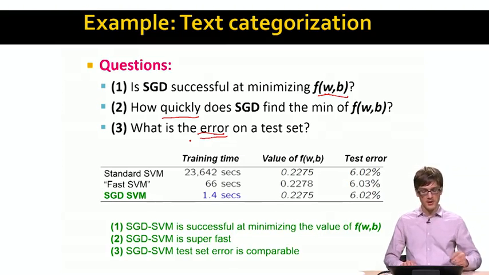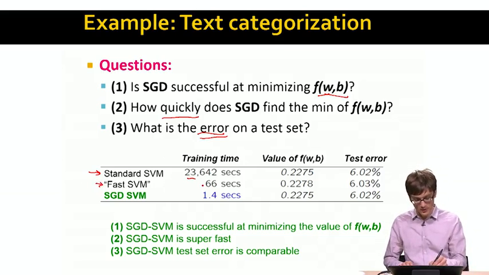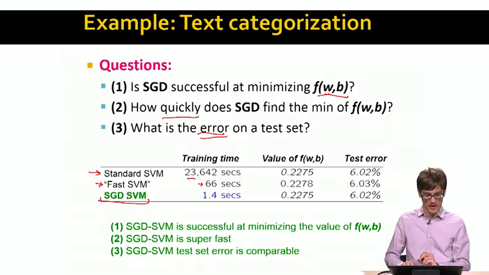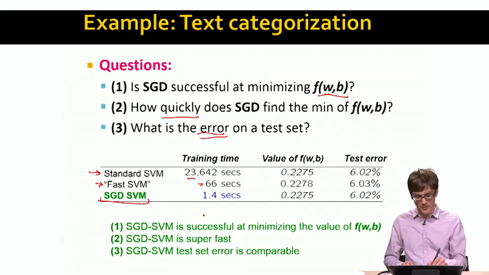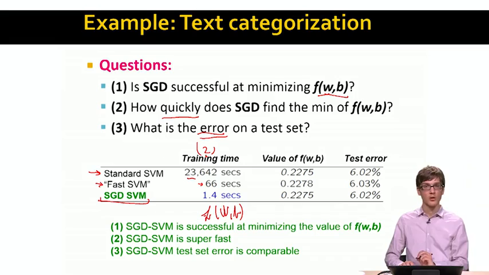To answer how long it takes stochastic gradient descent to find the minimum value of f: a standard support vector machine would, for example, take 23,000 seconds. A fast version of support vector machine would take 66 seconds. The version of support vector machine that we introduced, the stochastic gradient descent based SVM, would take 1.4 seconds to find W and B that minimize f. That's the answer to the second question: how long does it take?